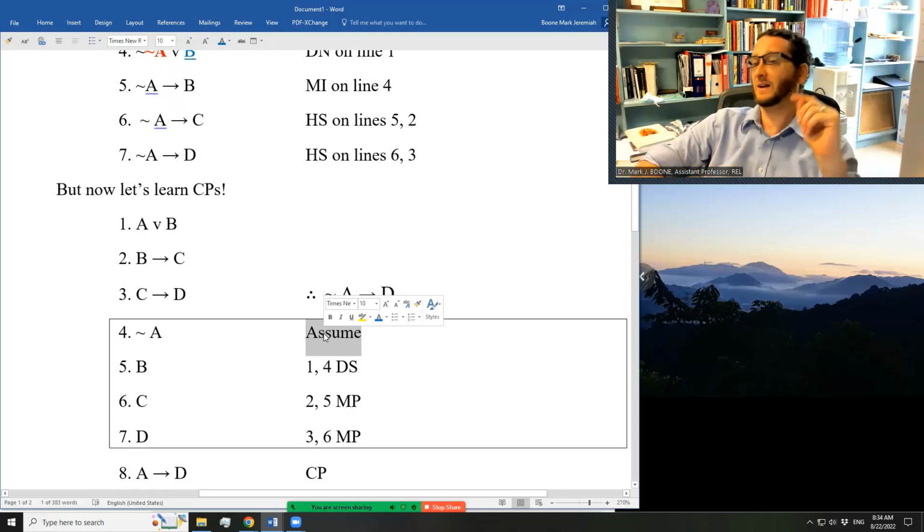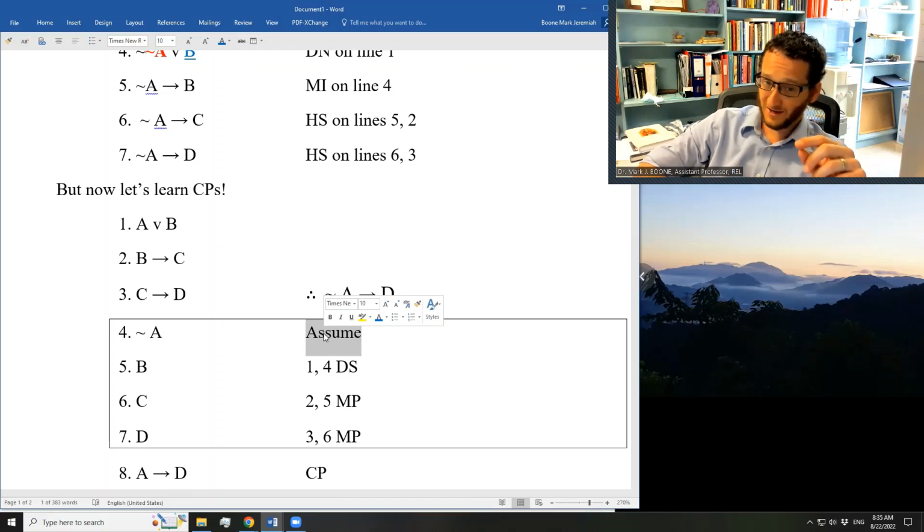This is one line of a proof. This is the only line of a proof that does not appeal to an infallible rule yet. It's a temporary assumption. And oh my goodness, I need to say this explicitly.